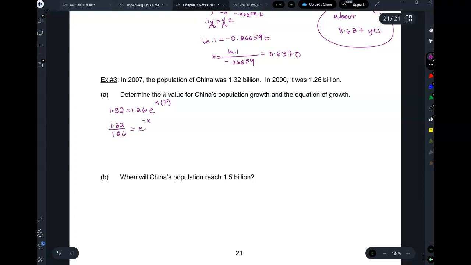Taking the ln of both sides, ln of that fraction is 7k. So k is ln of 1.32 over 1.26 divided by 7.